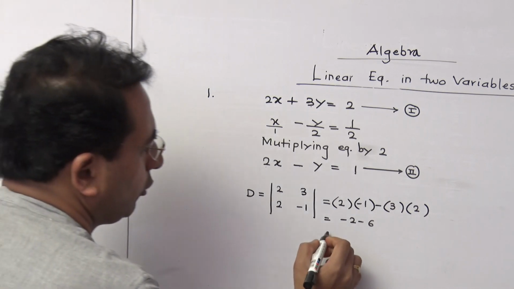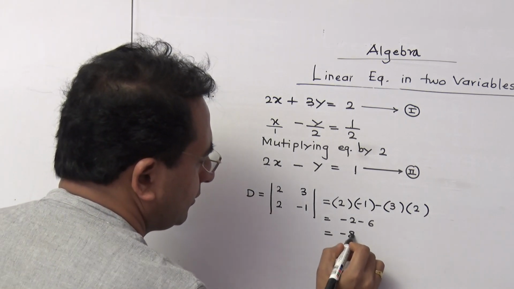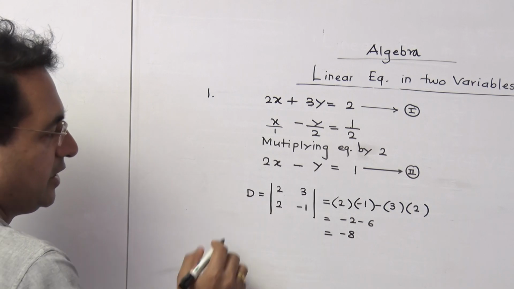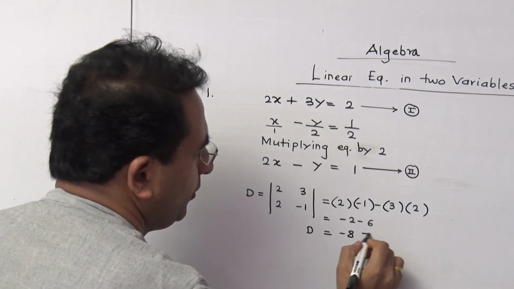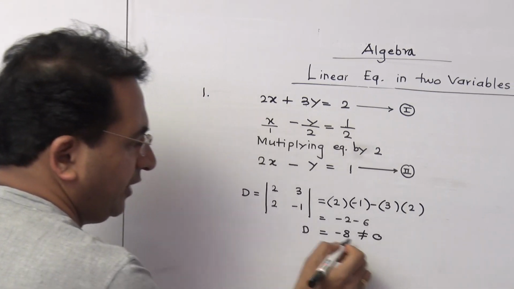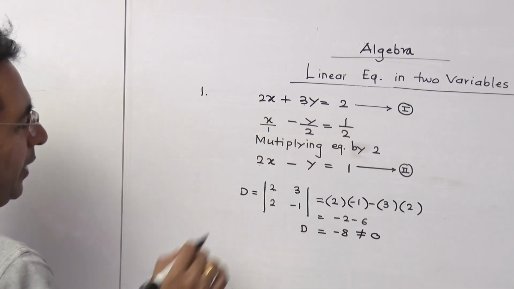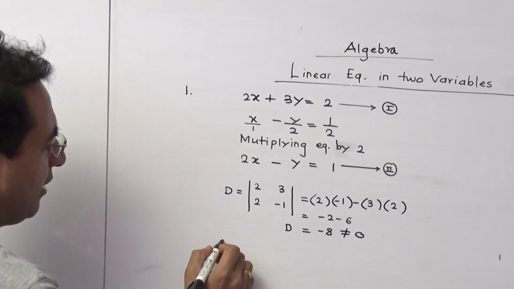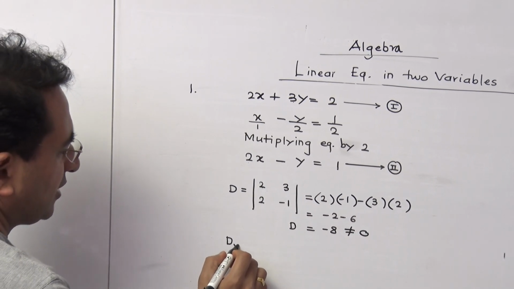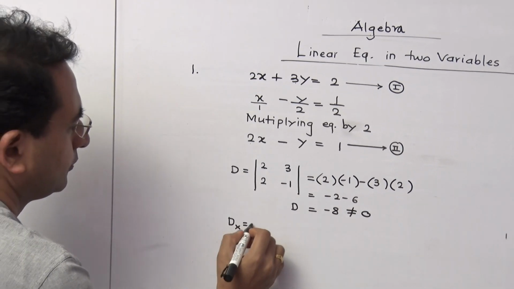And that's why you are going to get the answer minus 8. D is equal to minus 8 and this answer should be always a non-zero. Reason I will tell you at the end, only this part. Now we are taking a second determinant having this suffix dx.